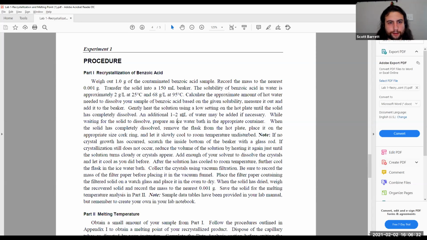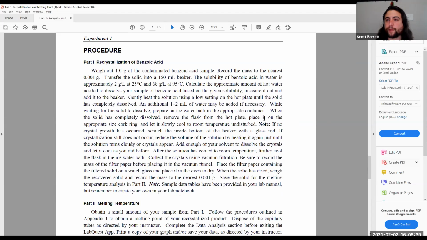So then we would go forward and heat it, stir it, and then on the side we would prepare an ice bath. The ice bath would be used in order to cool down the solution and precipitate out our crystals. So then it's dissolved. We remove the flask from the hot plate. Then it would cool down to room temperature.